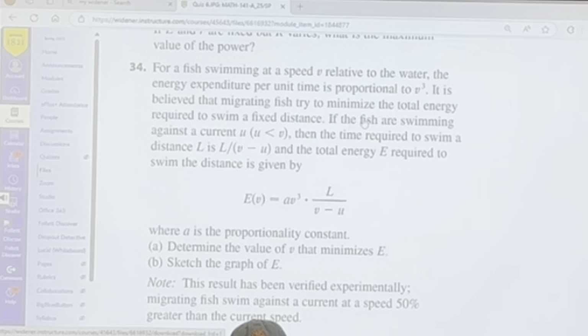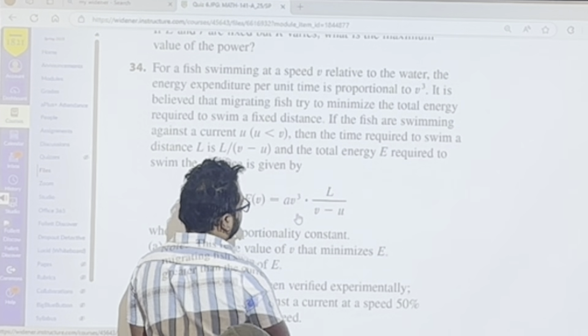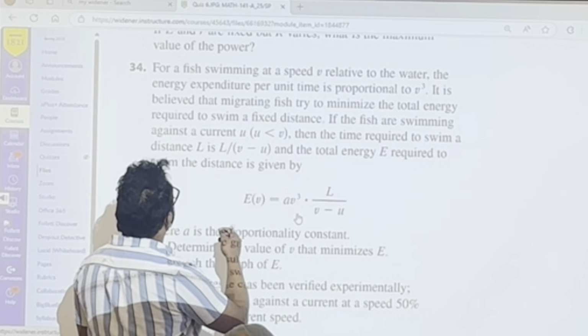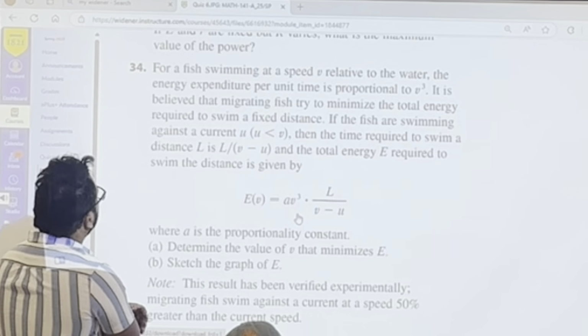Fish swimming at a speed v relative to the water, the energy expenditure per unit time is proportional to v to the power 3. Okay? That means the fish is swimming against a water stream. So as the speed v increases, it's proportional to v to the power 3. That's why v to the power 3 is here. And L is called the proportional constant.